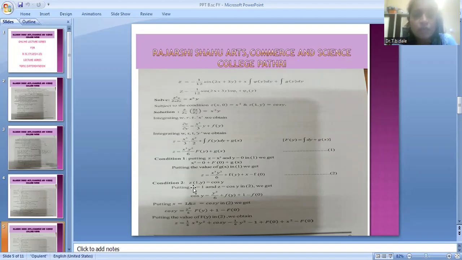In condition number 2, z(1,y) = cos y. Putting x = 1 and z = cos y, we get cos y = y²/6 + F(y) + 1 - F(0).